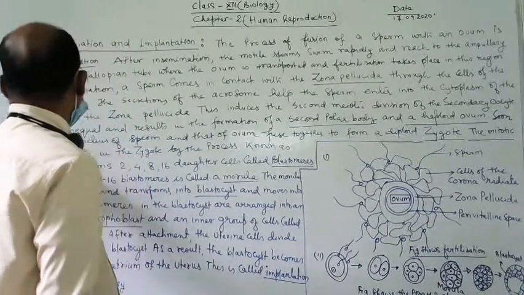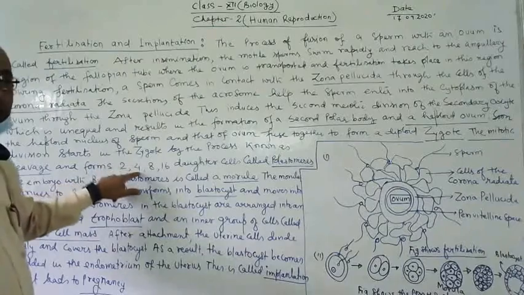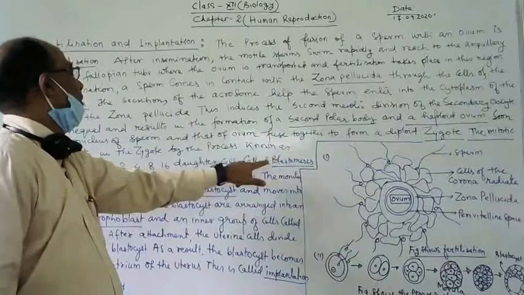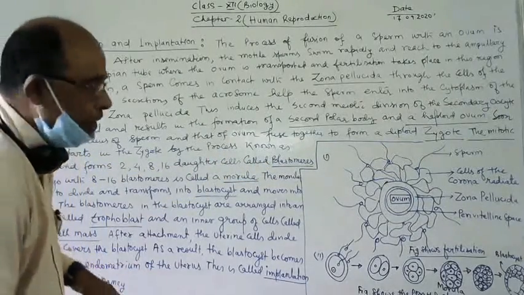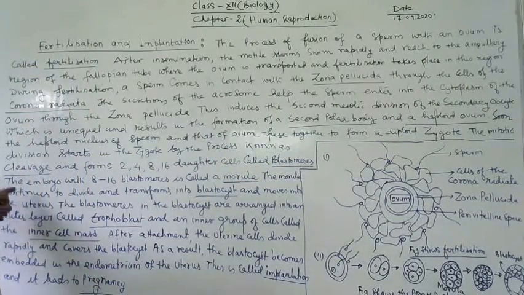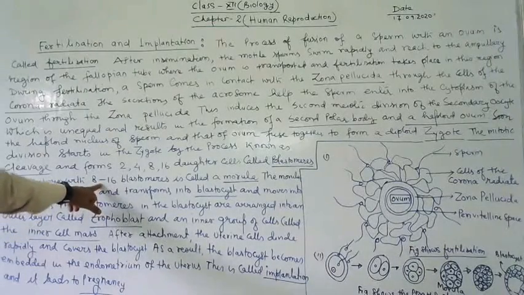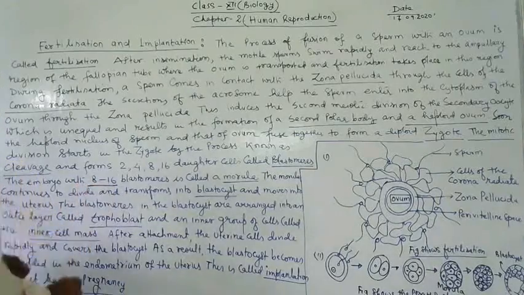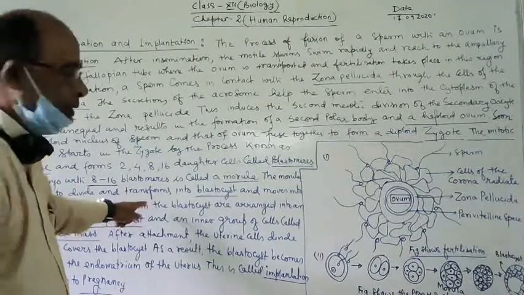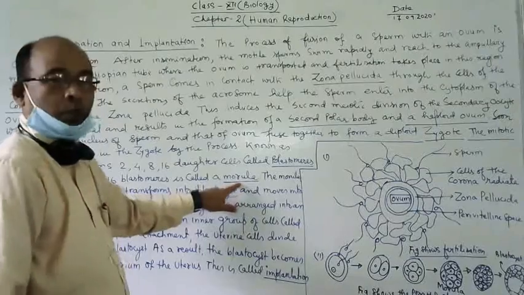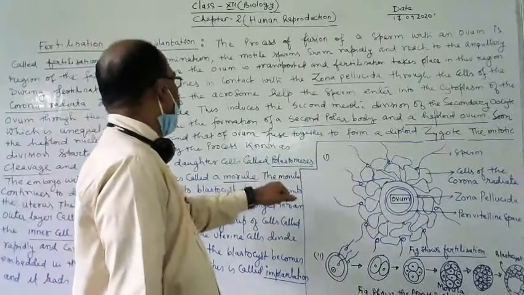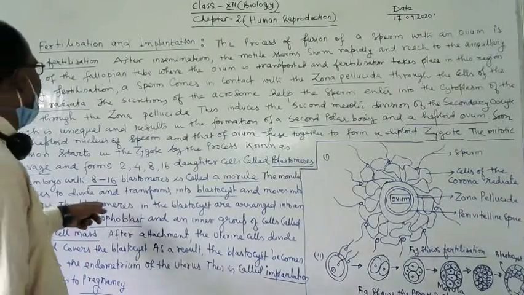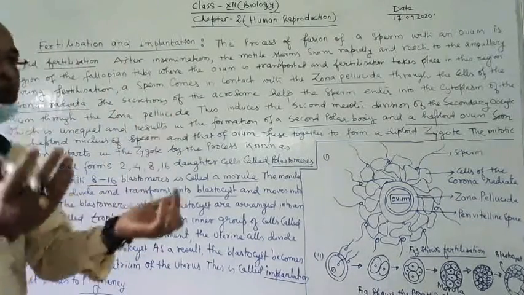So it forms a two-cell structure, 8-cell structure, 16 daughter cells, and these cells are called what? Blastomeres. The embryo with 8 to 16 blastomeres is known as what? It is known as morula. The morula continues to divide and transform into the blastocyst.